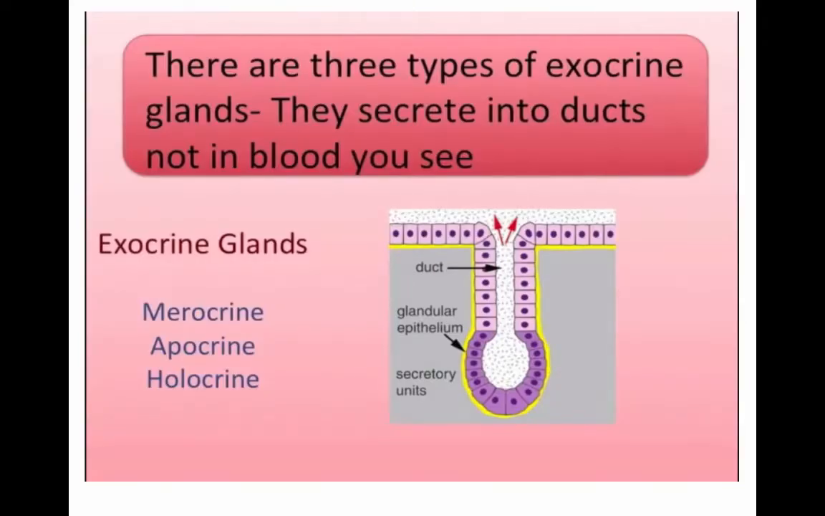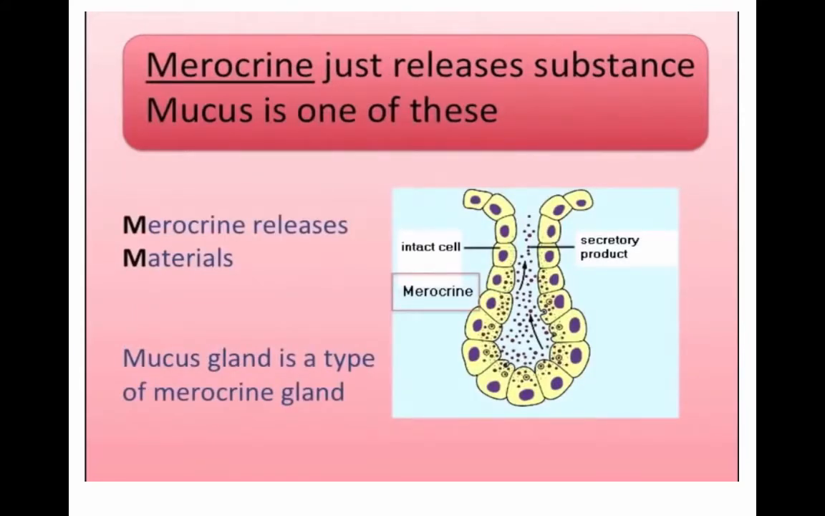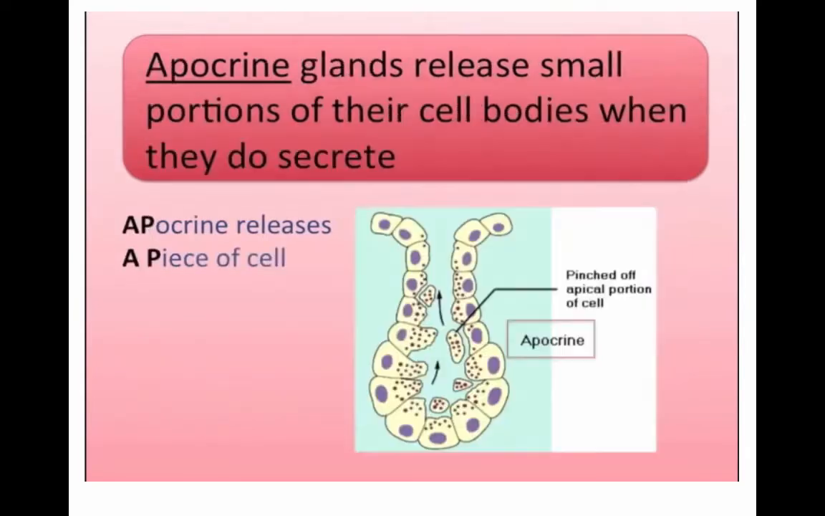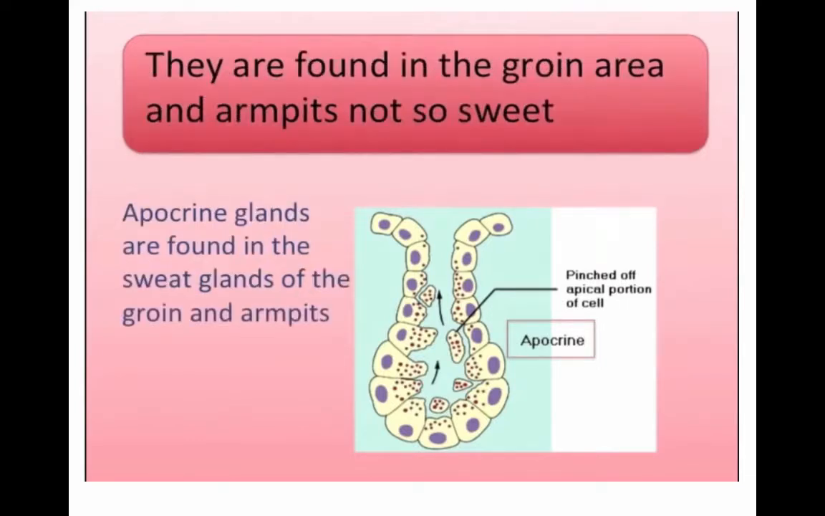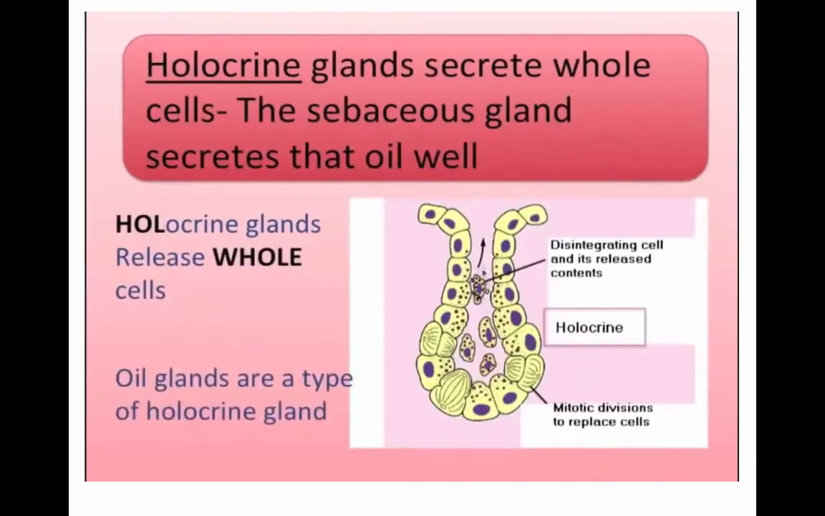There are 3 types of exocrine glands. They secrete into ducts, not into blood, you see. Merocrine just releases substance. Mucus is one of these. Apocrine glands release small portions of their cell bodies when they do secrete. They are found in the groin area and armpits, not so sweet. Holocrine glands secrete whole cells. The sebaceous gland secretes that oil.